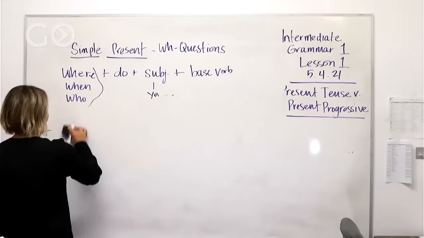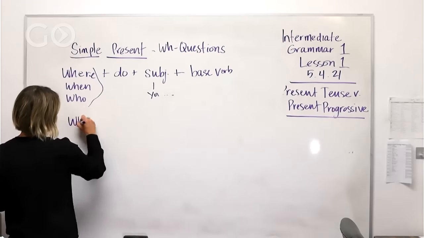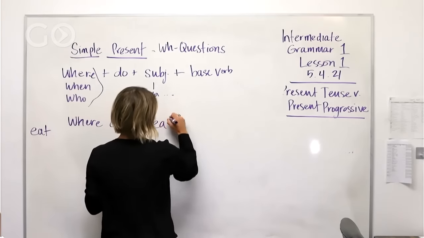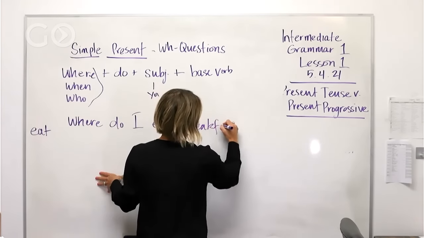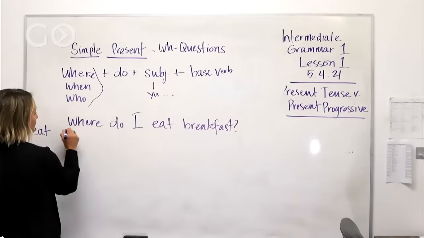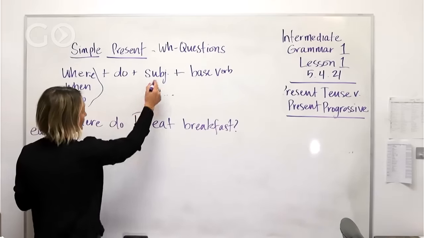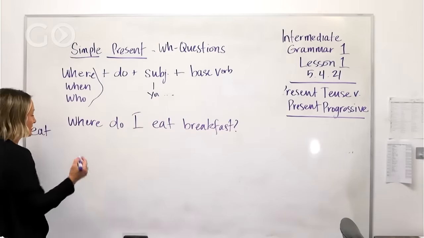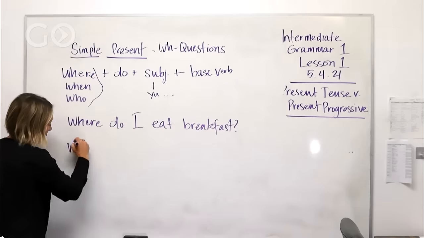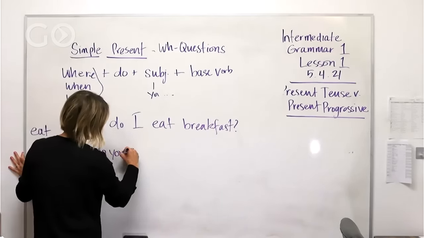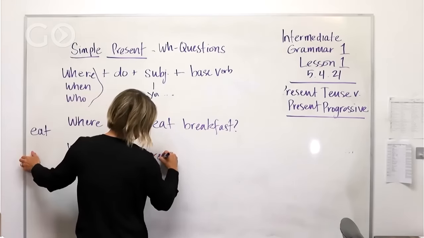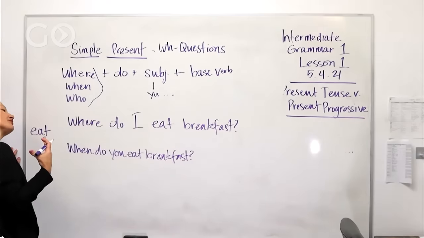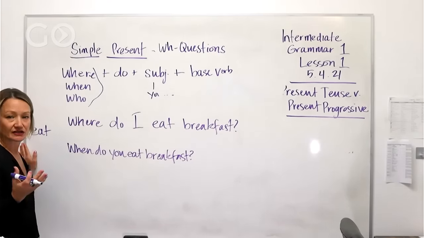So let's do the where. Where do I eat breakfast? Kind of a silly question, but we're using the where, the WH word, the do auxiliary, the subject, your base verb, and then the rest of the information. Okay, where do I eat breakfast? Let's see, well, how about this? When do you eat breakfast? Okay, these are all, again, you guys, paying attention to this, like, when you would use this form, okay?